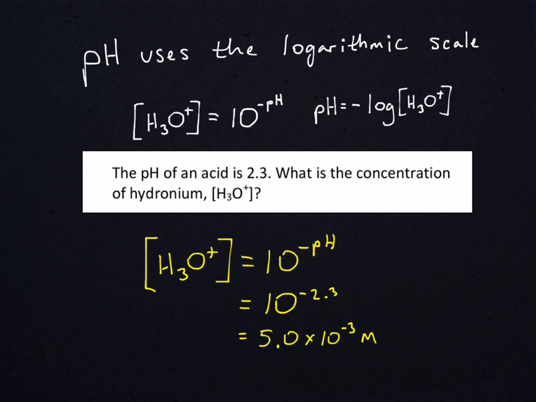You don't know how to do it? Type in 10, and then there's an exponent button to the left of the 7. Click that, and then type in the negative pH, so negative 2.3. We're going to round that answer to the nearest tenth. You get 5.0 times 10 to the negative third. All right. Any preguntas about that one?